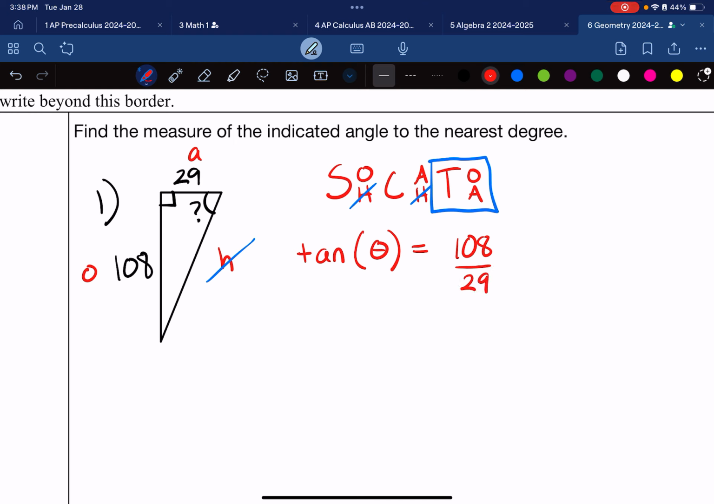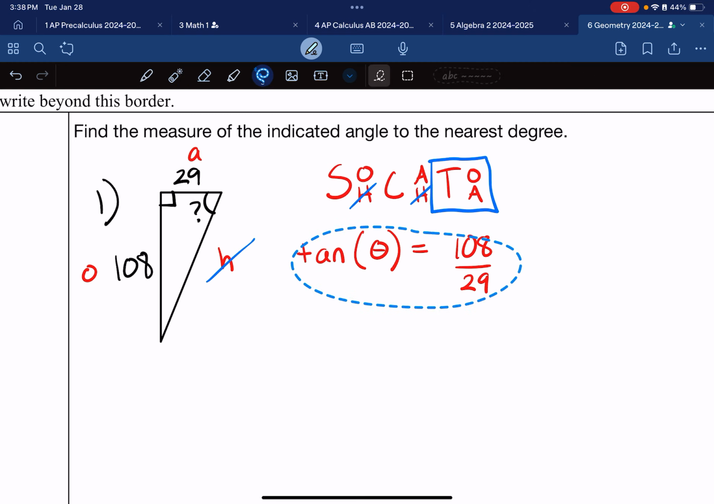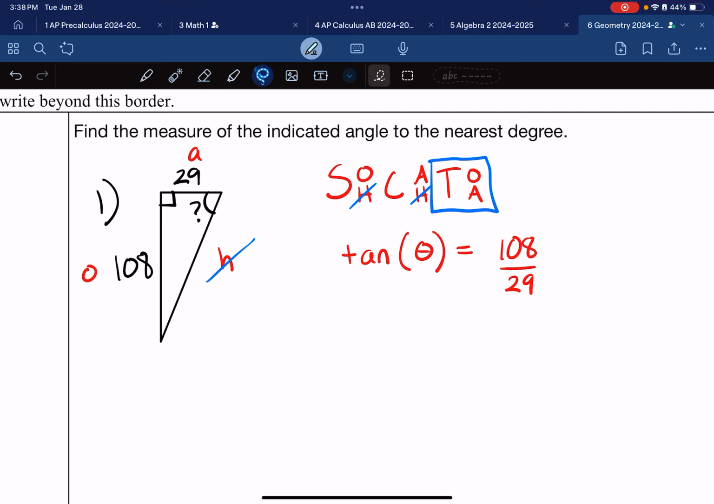What I'm about to do is I need to undo tangent. So I need to move this over a little bit to give myself some room to write arctangent. There's not a whole lot of room for me to write that, so I'm going to take this 108 over 29 and move it using technology. Now I have room to write out my arctangent.